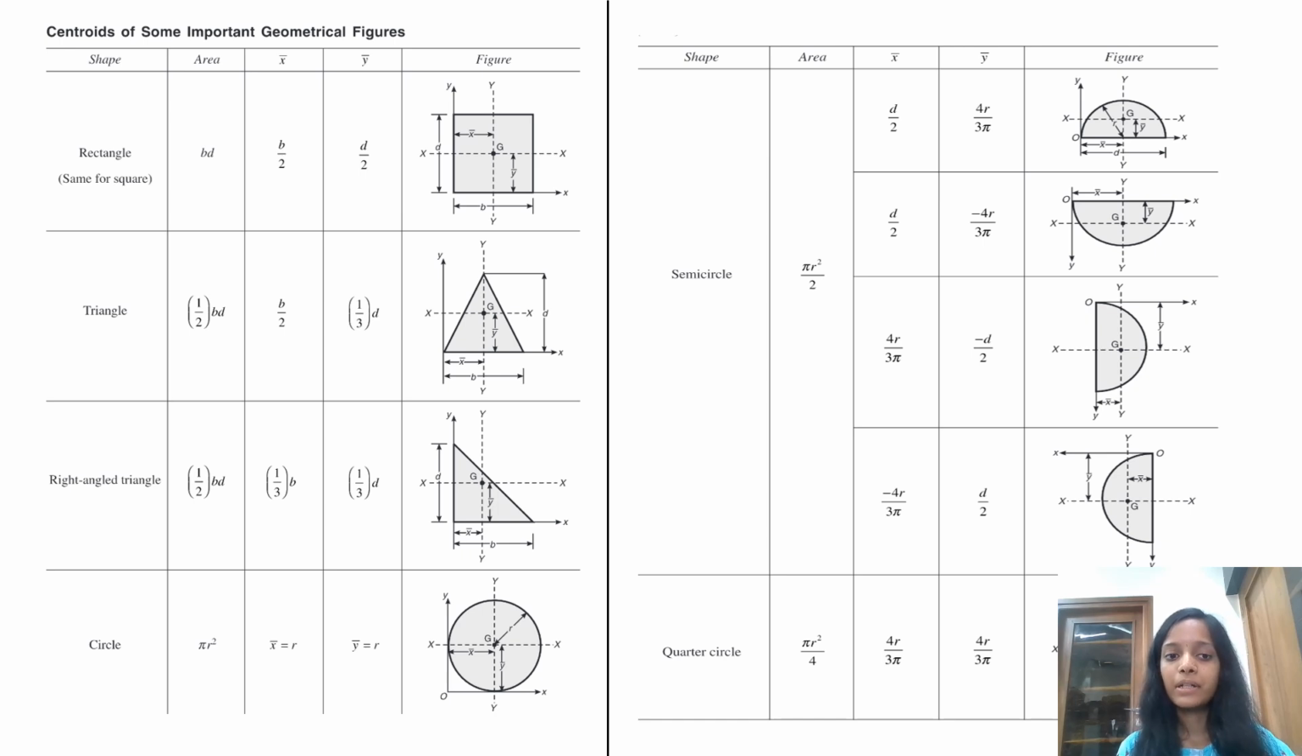And y bar is 1 by 3 d. If it is a right angle triangle, then it is b by 3 for x bar and d by 3 for y bar. It is given here. And circle is pi r square, and the centroidal distance x bar is r and y bar is also r, but it differs for semicircle and quadrant, which are mentioned below. Let us get into solving the problem.